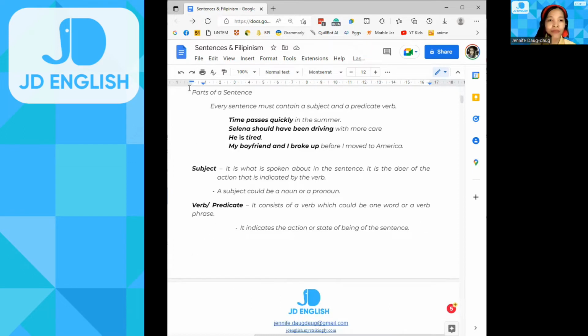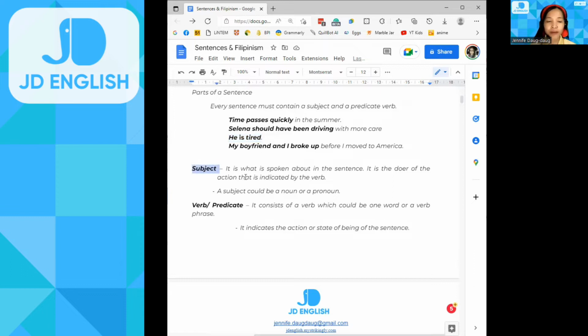Now, let's have the parts of a sentence. So, every sentence must contain a subject and a predicate verb. Example: time passes quickly in the summer. Selena should have been driving with more care. He is tired. My boyfriend and I broke up. So every sentence should have a subject.